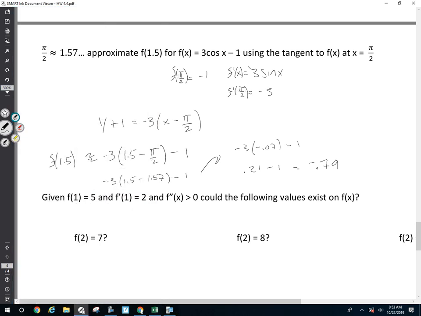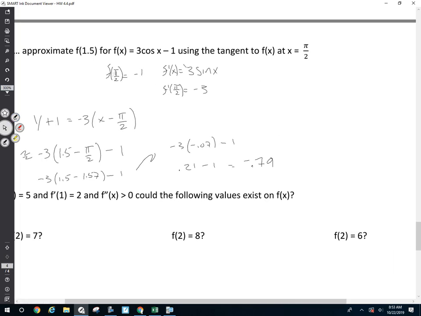But the problem is I'm using an approximation for an approximation rather than using an actual value for something like that. So we're good. It still worked out.